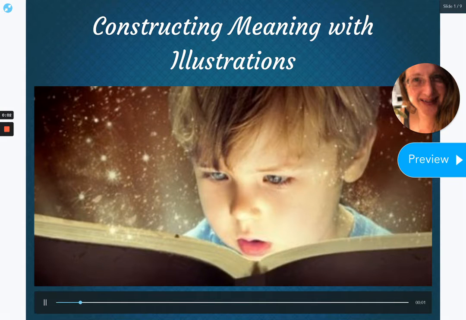Looking at pictures in a book is a magical childhood experience. And it is a standard for a child to be able to look at pictures in a book, extract information from them, and see how they support the text. In this video, we will review strategies that will help your child critically look at pictures in a book.